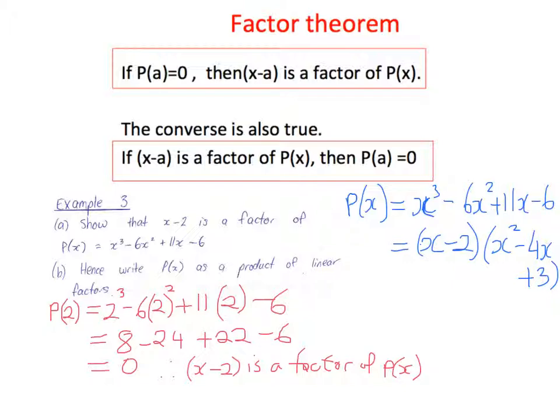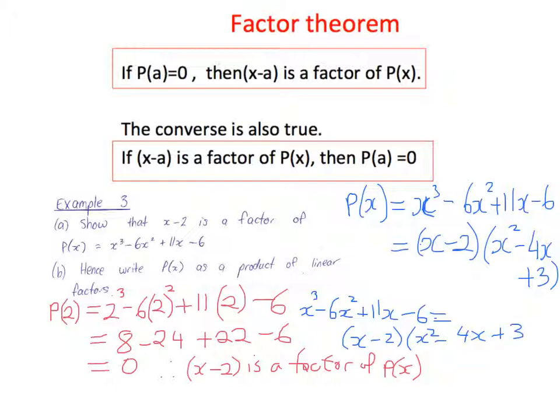So that's not really written very nice because I've run out of room. But maybe I'll try and write it a bit neater over here. x cubed minus 6x squared plus 11x minus 6 equals x minus 2 times x squared minus 4x plus 3.